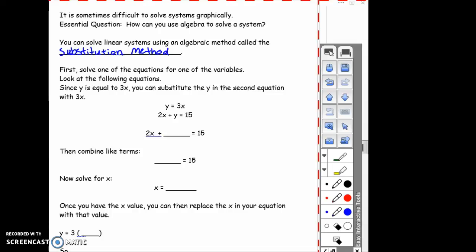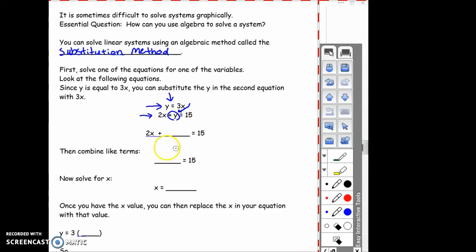It says, look at the following equations. Notice this equation right here. It says y equals 3x. Since y is equal to 3x, we can go ahead and substitute the y in the second equation with the 3x. Well, what does that mean? Well, here's my second equation. Notice I have a y. Well, now I know what y is. Y is actually 3x. So instead of the y, I can substitute in that 3x value because the first equation tells me y is equal to 3x.